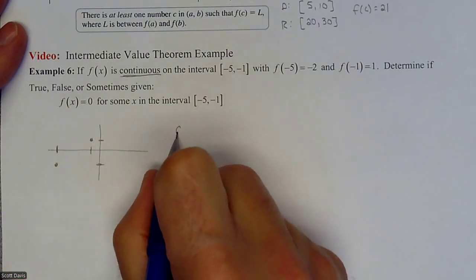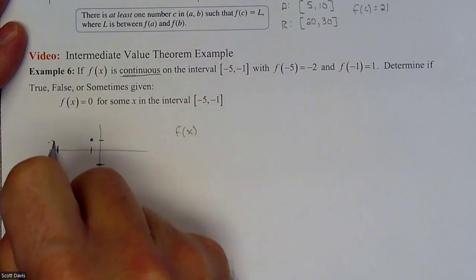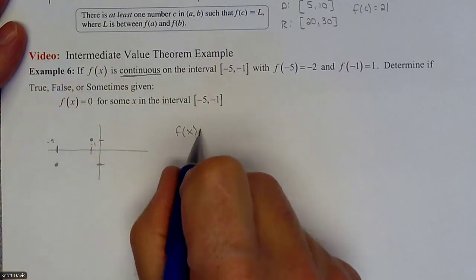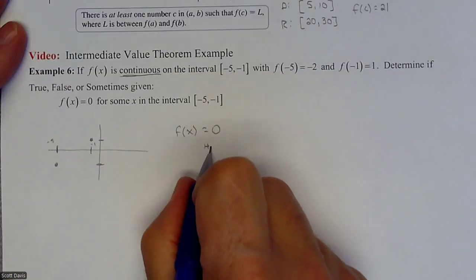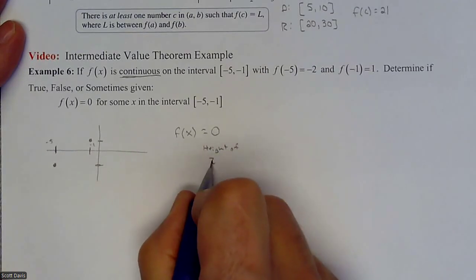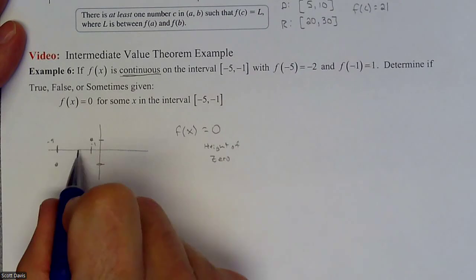As long as this x is between -5 and -1, as long as the x value is somewhere in between there, is it possible to get a y value of 0, i.e. a height of 0? So if the graph is continuous, yes, we have to pass through it at some point.